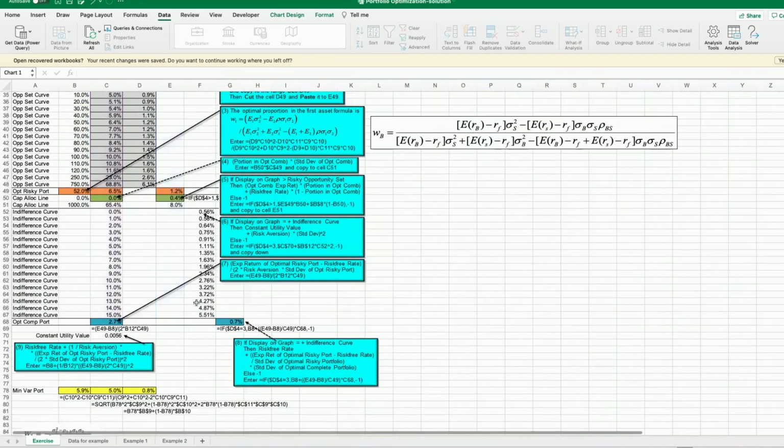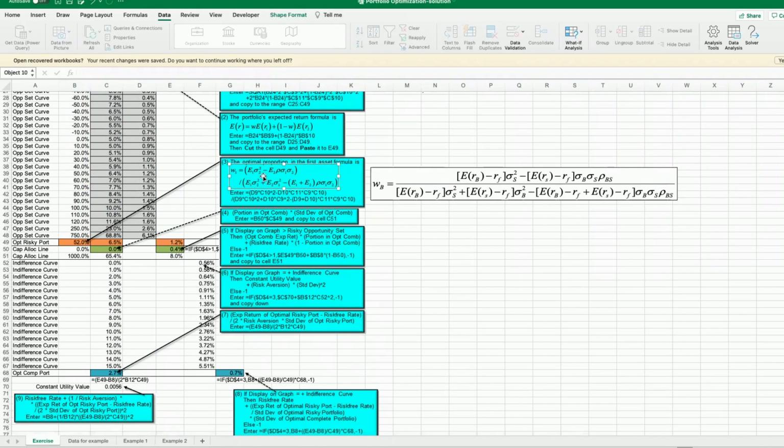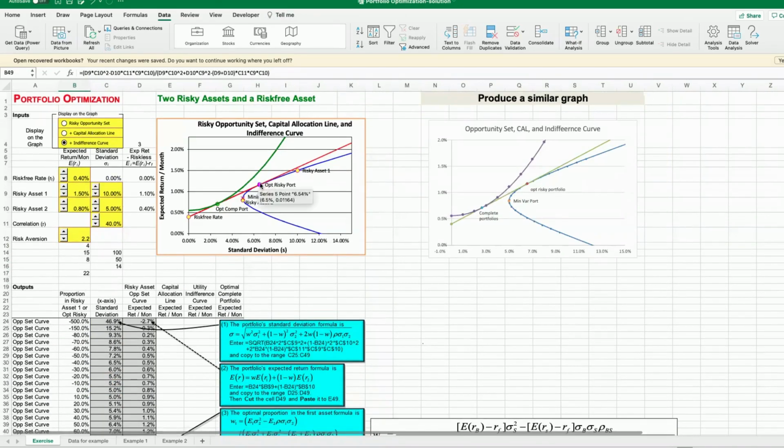Now, the optimal risky portfolio is solved mathematically. We just need to know the weight, and the weight is specified here with this formula. With this formula, we can figure out that the optimal weight to allocate to asset 1 is 52%, which means 48% to asset 2. This will give us this tangency point here.